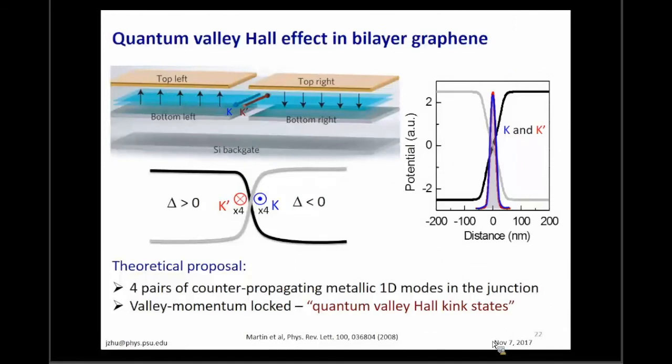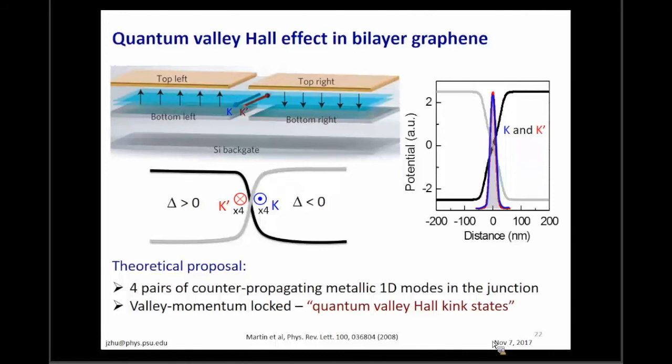So this is how it's proposed. I have a bilayer graphene, that's these 2 blue sheets here. On one side, I'm applying a positive electric field. On the other side, I'm applying a negative electric field. My gap changes sign over here, and in the middle, in this junction, theory tells us, this was first done by Ivar Martin and collaborators, that we ought to have counter-propagating channels inside this junction. They carry K and K prime indices, and K goes out of the board, K prime goes into the board. There you go, you have your valley momentum locked conduction channels.